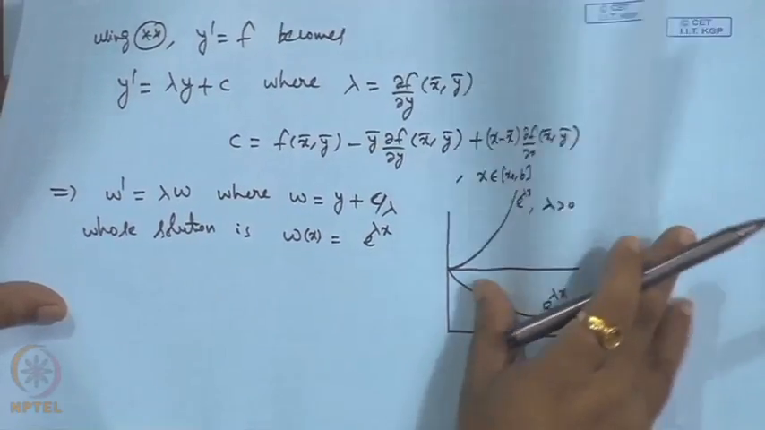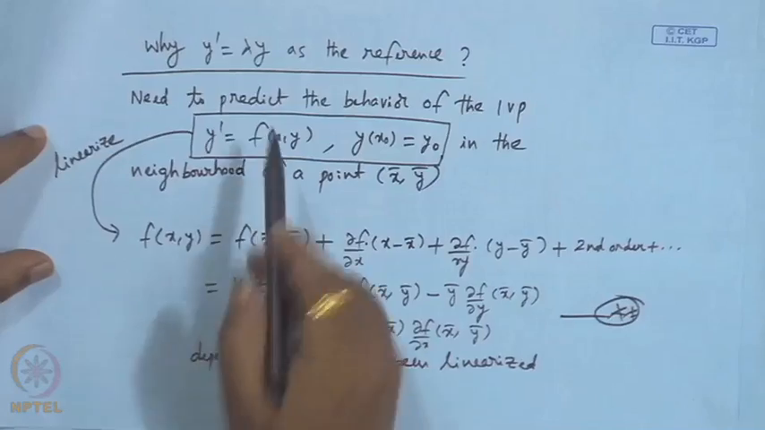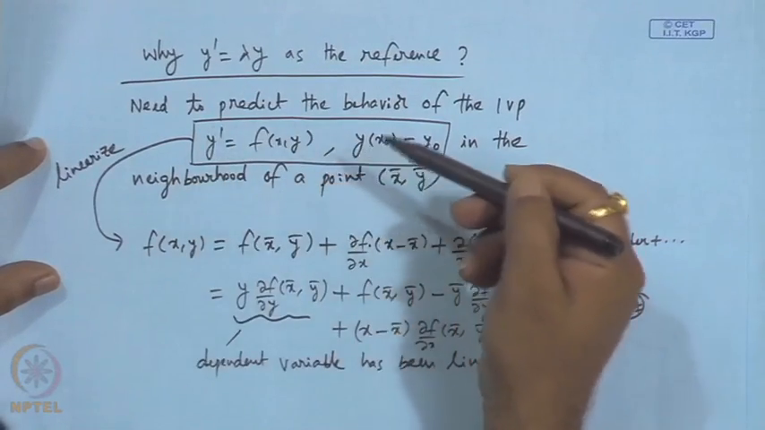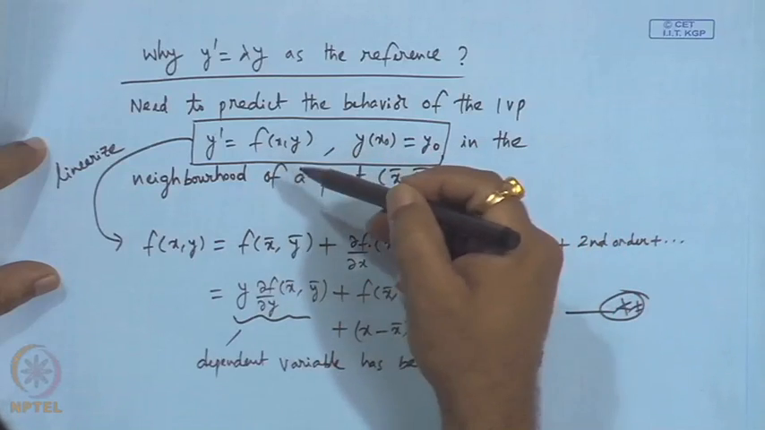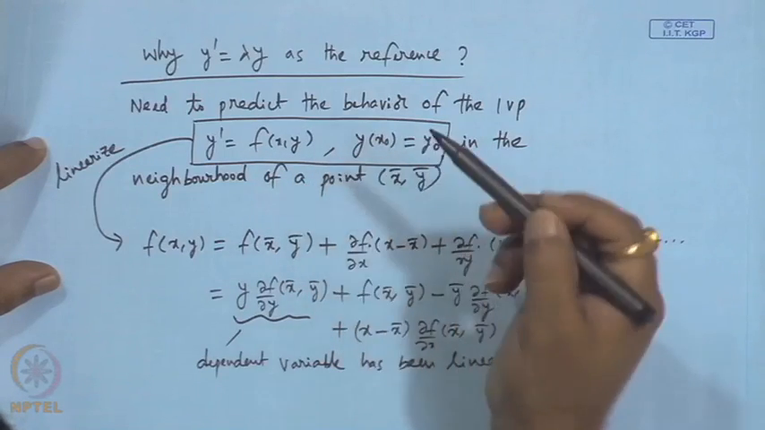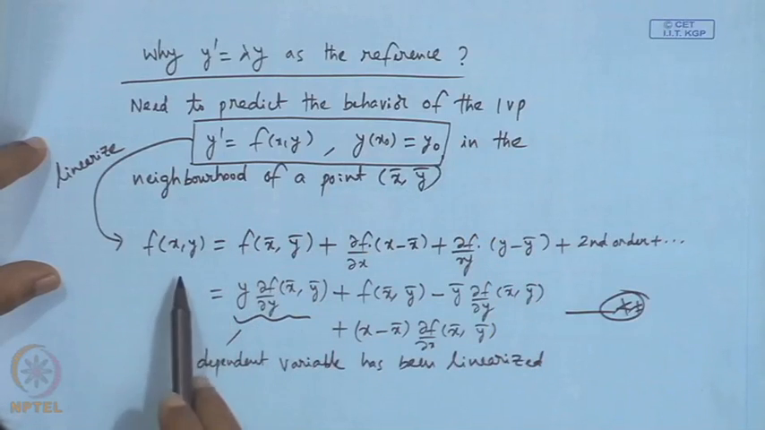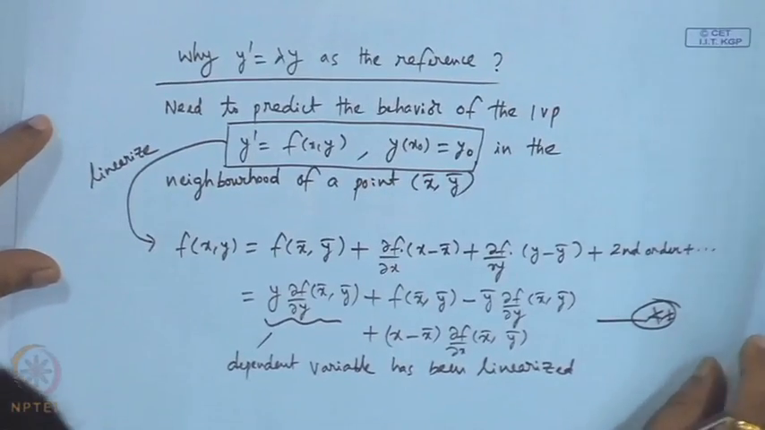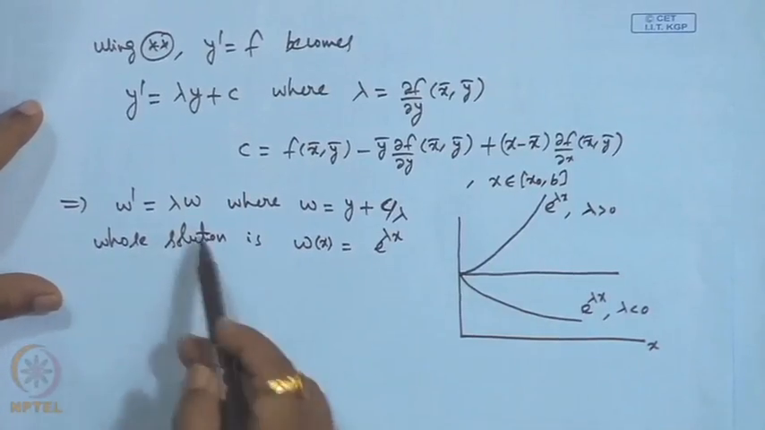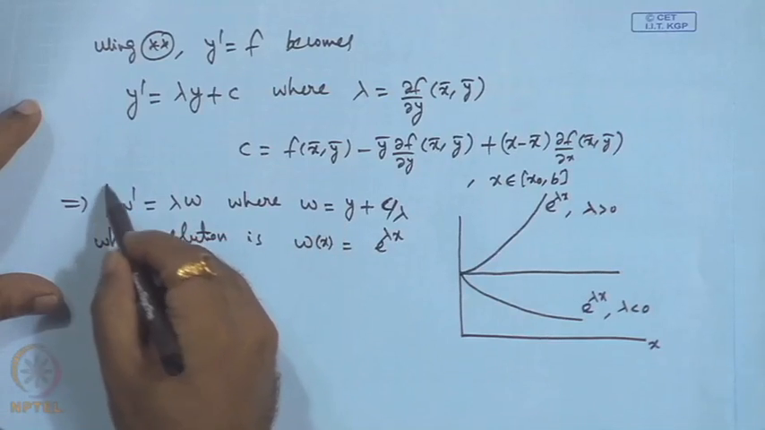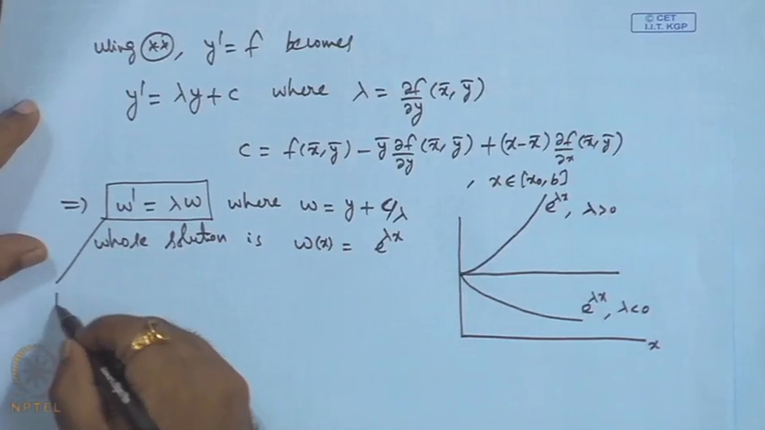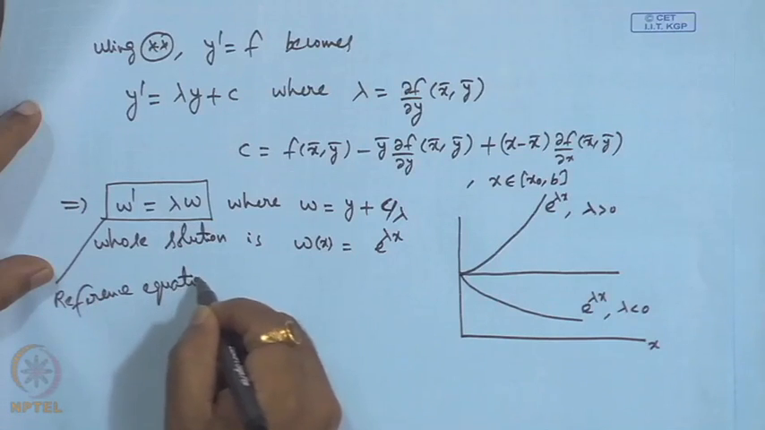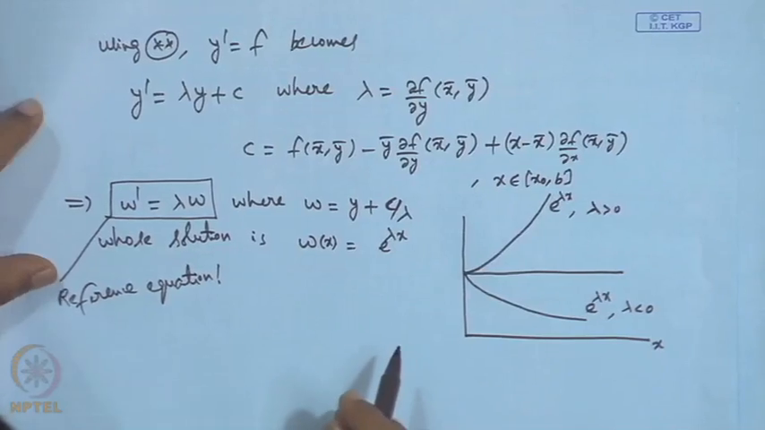So, our question of why the reference equation: the overall behavior of the solution for the nonlinear case can be interpreted by linearizing f and estimating the behavior of the linearized case in this sense, because this is a more general form. Hence, this is our reference equation.